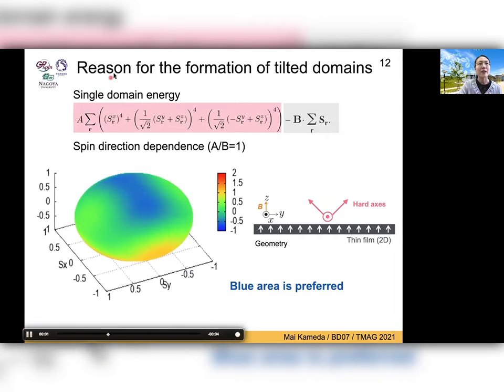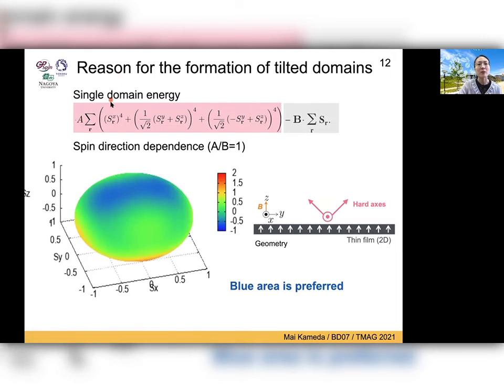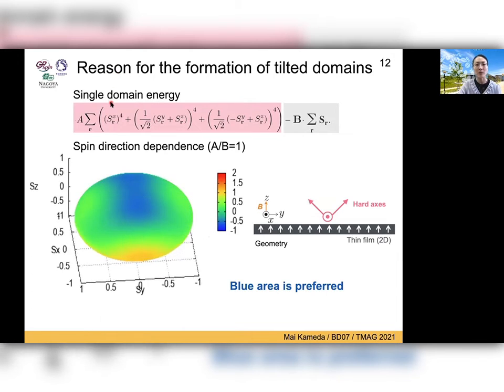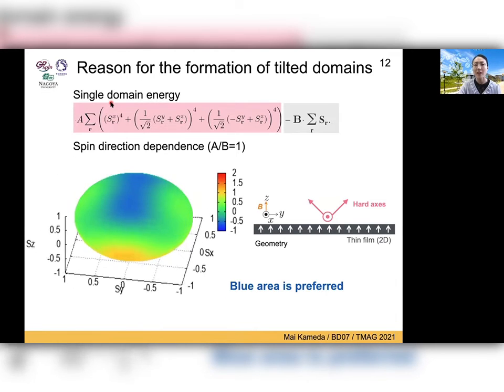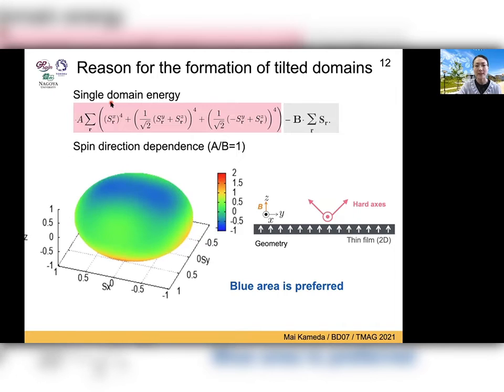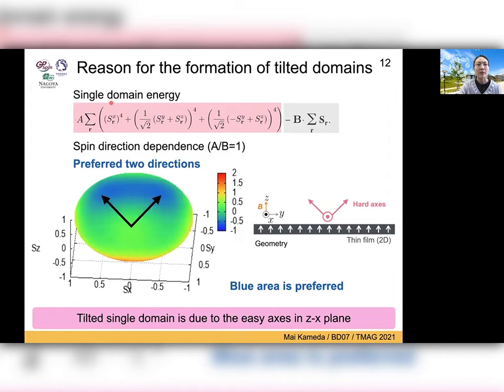To understand why the domain is formed, we plot the single domain energy at A over B equals 1 on a unit sphere, describing the direction of the spin vector. Blue color shows lower energy. So there are 2 preferred directions in the xz plane in spin space due to the combination of MCA and Zeeman terms. This is why the tilted single domain is formed in the ZX plane.